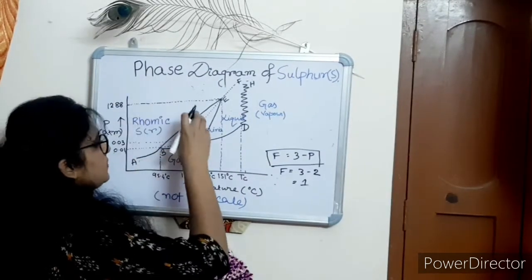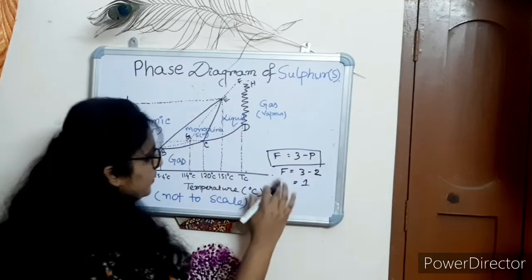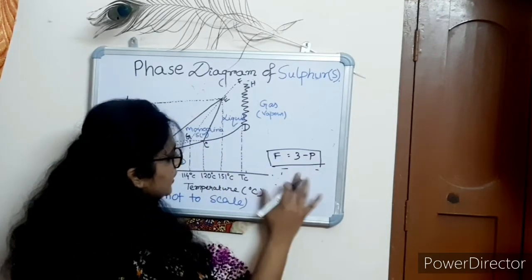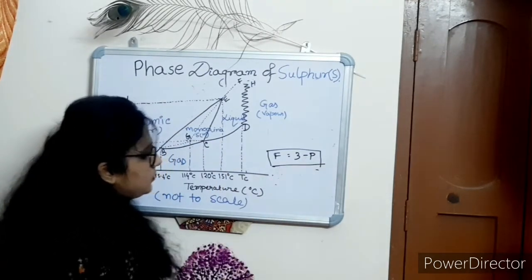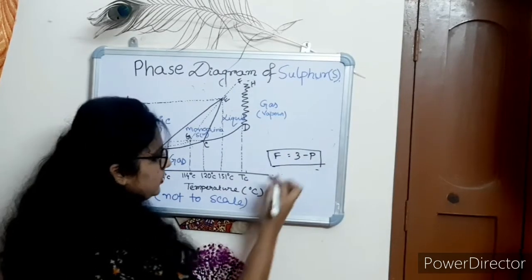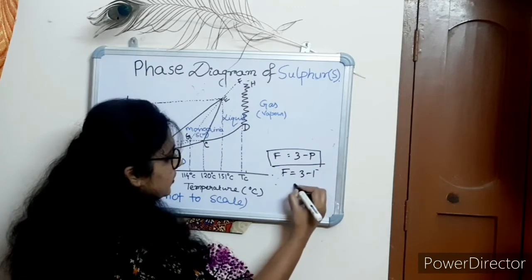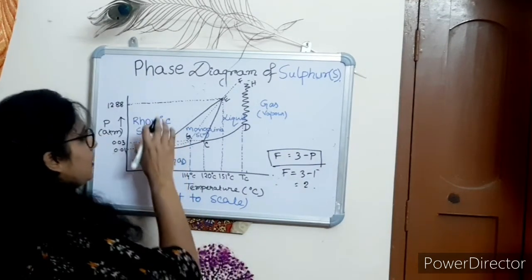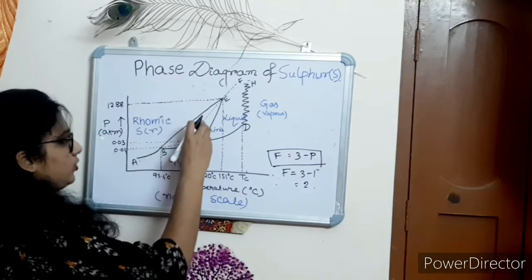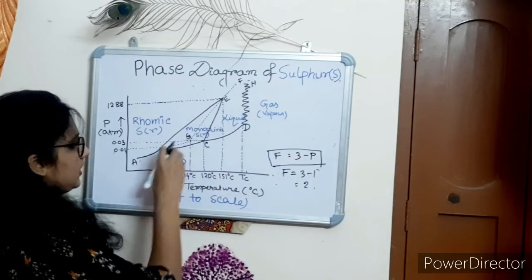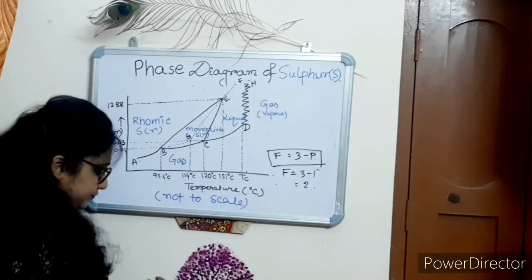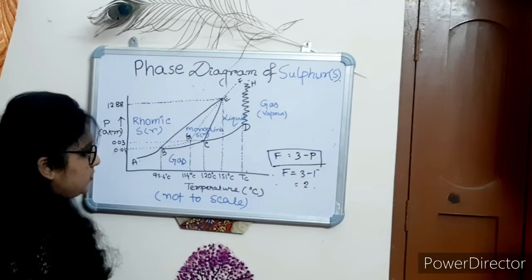But for the space between two lines, what is the degree of freedom? The number of phases is equal to 1, so F is equal to 3 minus 1, that is 2. So for the rhombic structure, monoclinic structure, liquid structure and gaseous structure, the degree of freedom is equal to 2.